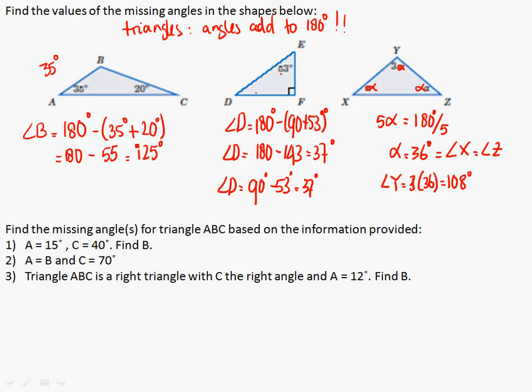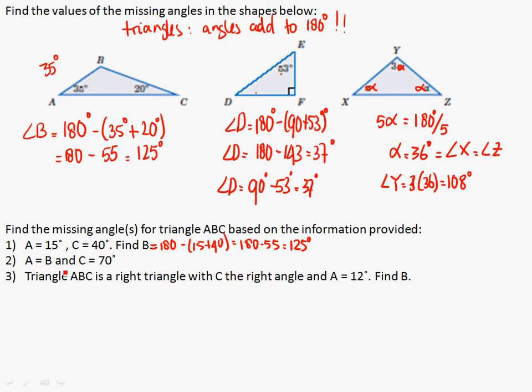I like pictures, they work better for me. These problems could also have been done this way. Basically, these are almost the same problems, but with different numbers. So if A is 15 and C is 40, what do you do to find B? Well, you do 180 minus the 15 plus the 40. So that's 180 minus 55. I guess 15 and 40 add to 55, just like the first problem. So that's another 125, right?